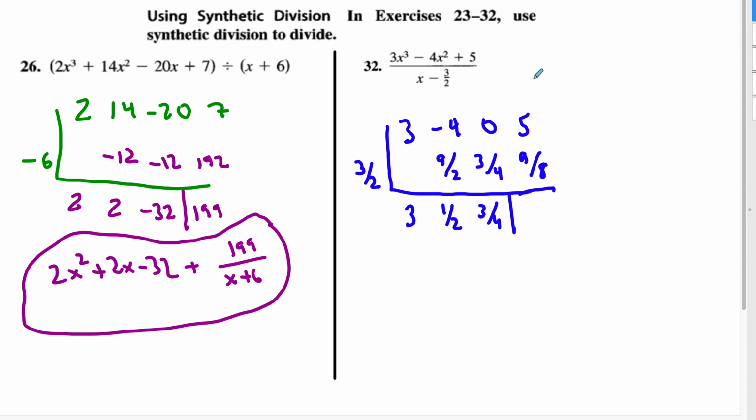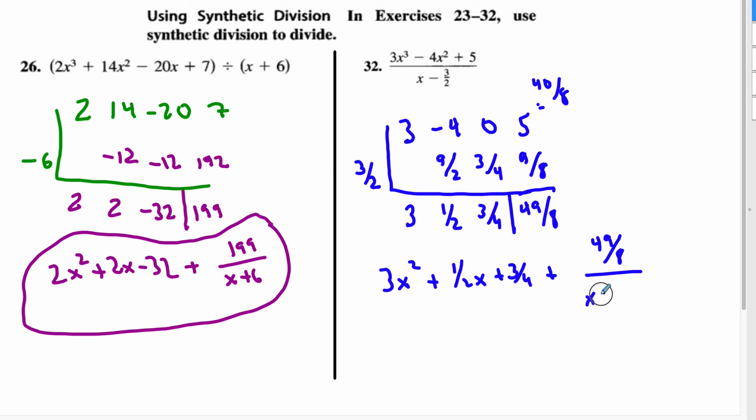5 is equal to 40/8, so when I add that, I get 49/8, which means, remember, cube divided by linear is going to be squared, so it's going to be 3x squared plus 1/2 x plus 3/4 plus, now it's going to be 49/8 divided by x minus 3/2. The preference would be to actually simplify that.